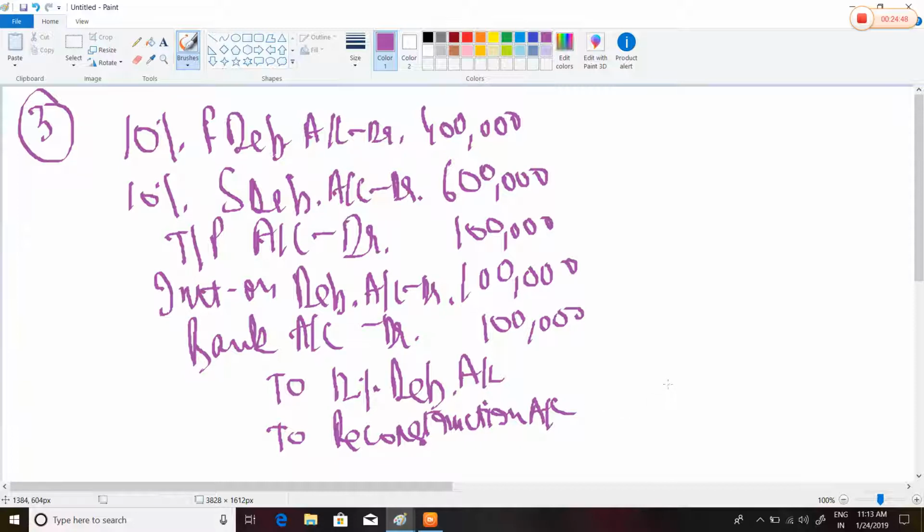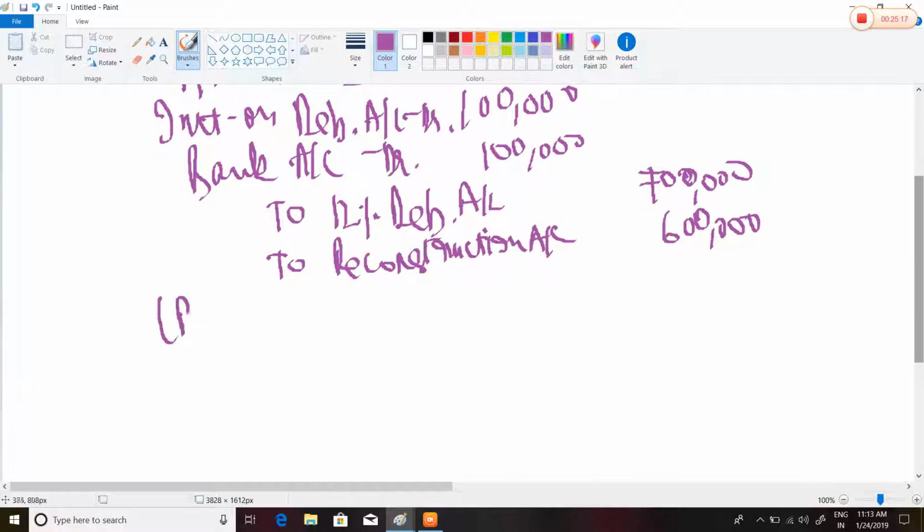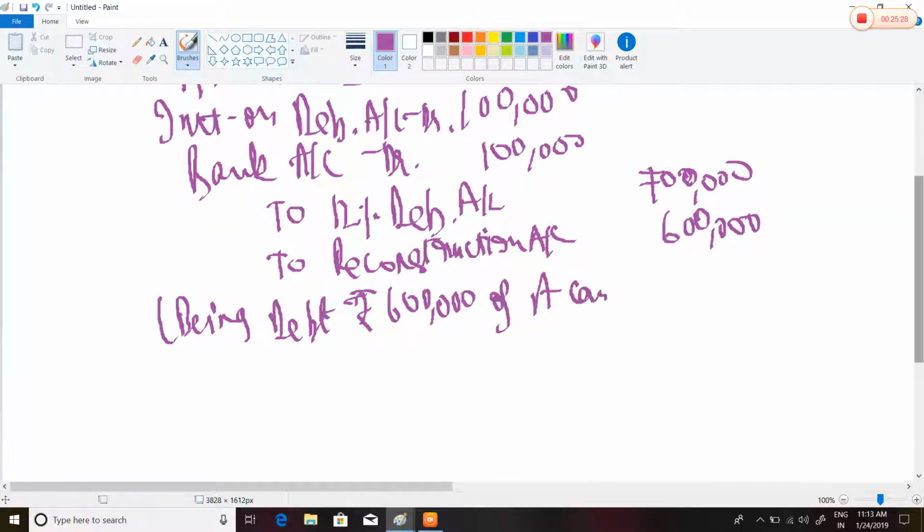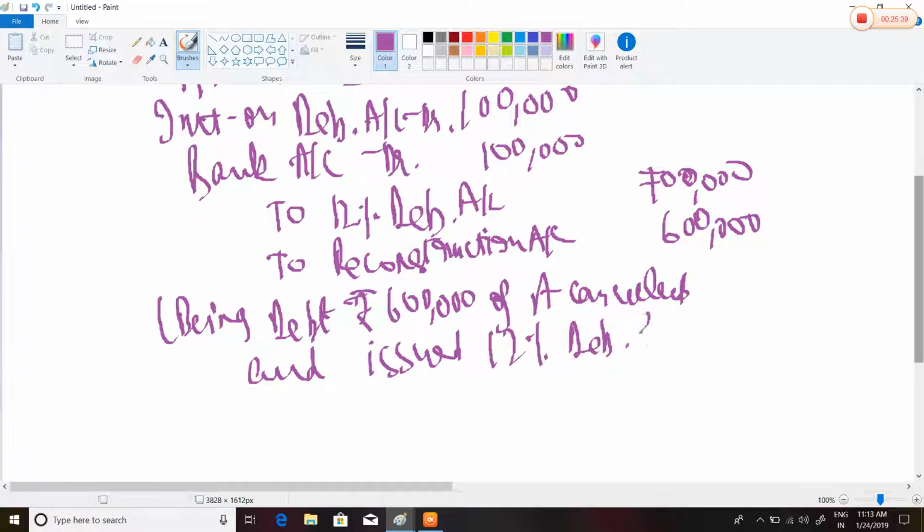He has cancelled his 6 lakhs of debt. 4 lakhs, the 12% debentures would be 4 lakhs plus 6 lakhs, 10, 13 lakhs, 7 lakhs. Okay, I hope you got it. Being debt of rupees 6 lakhs of A cancelled and issued 12% debentures for the same, for the balance.